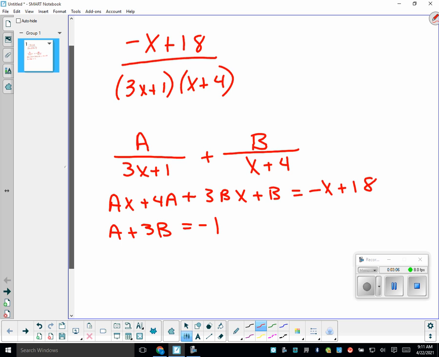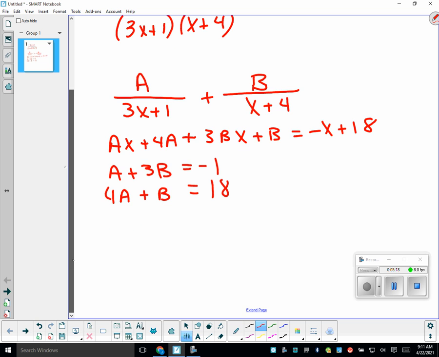What's not with an x on the left is 4A plus B, right? What would it have to equal? 18. Agreed? Now, look what I have. I have two equations just like we did yesterday. Oh my goodness. Don't I?